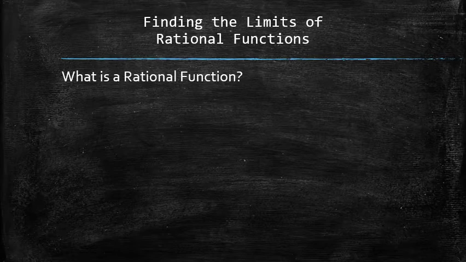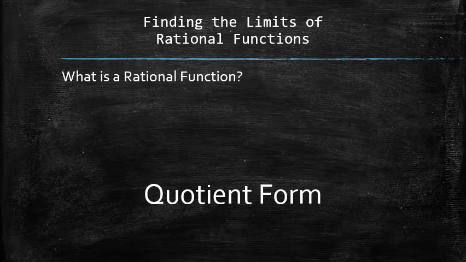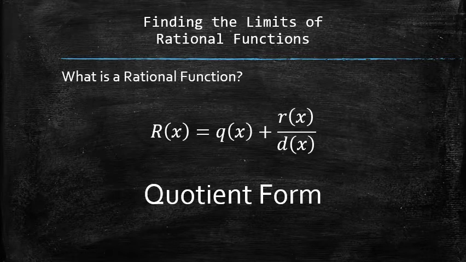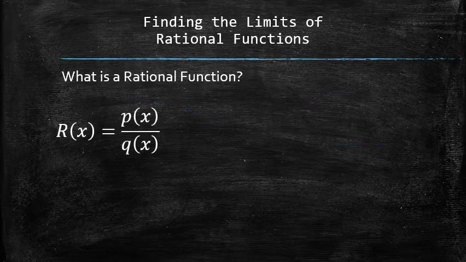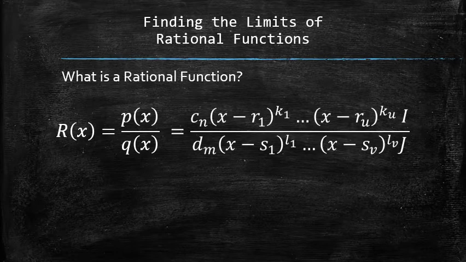Improper rational functions can be rewritten in quotient form by performing a long division on polynomials. In quotient form, we can identify the quotient, remainder, and divisor, which are all polynomials, and therefore have their own degrees and leading terms. When polynomials in the numerator and the denominator are both written in factored form, then such a rational function is said to be in factored form.